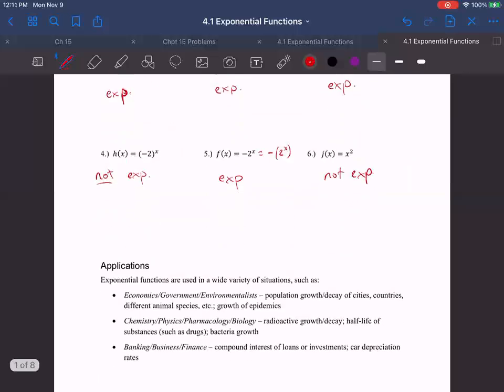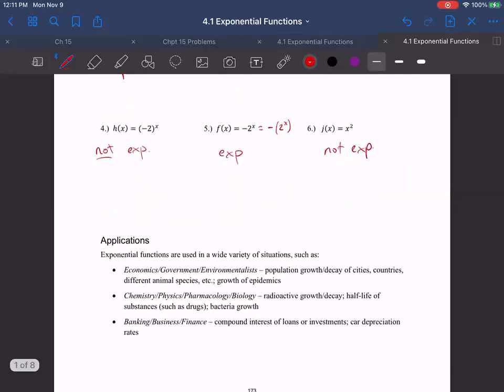Okay, next part here, you can just see some of the applications of this that might come up. They're used a lot in a lot of different areas: economics growth, population growth, decay, counts of different animal species. You probably saw this one, growth of epidemics or pandemics, you've probably seen charts of these and how it's looked like that.